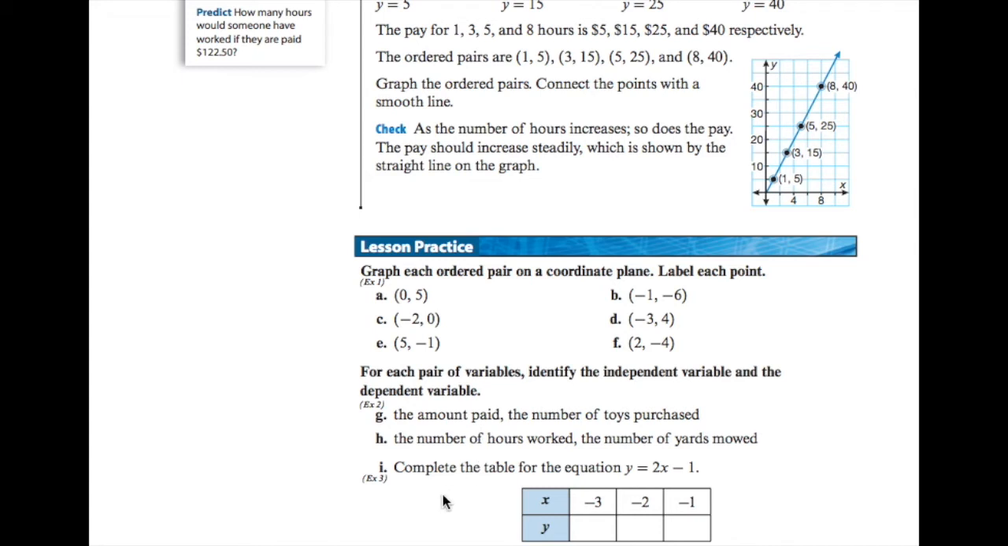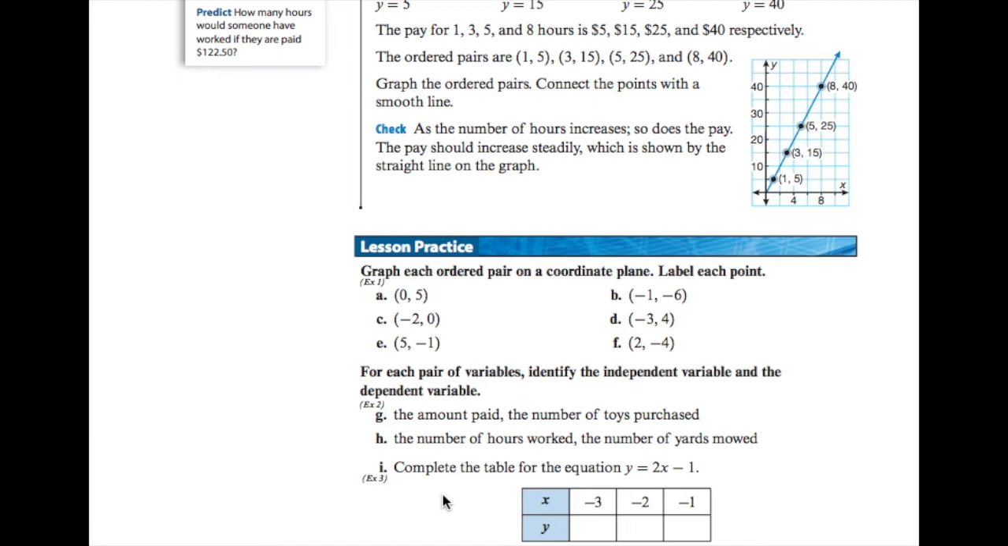Letter H, the number of hours worked and the number of yards mowed. Well, which one comes first? The number of hours worked is dependent and the number of yards mowed is independent. How many yards you mow will determine how many hours you work. So if I'm mowing 1 yard, it's probably only going to take me an hour, maybe even less to get it done. But if I'm mowing 10 yards, then it obviously takes more hours to get that amount done. See the relationship there.